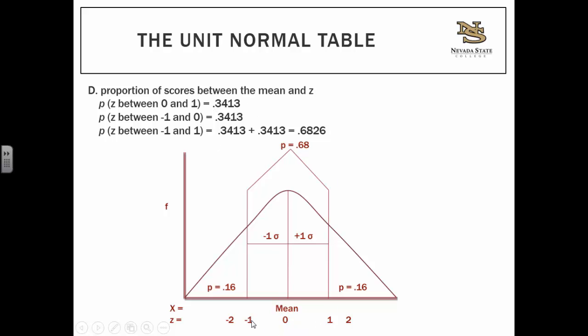Same thing on the opposite side. So 0.3413 is the proportion of scores that have a z-score between negative 1 and 0. And if you add those together, you get, within rounding error, this magical 0.68, or 68%, of scores within one standard deviation of the mean.